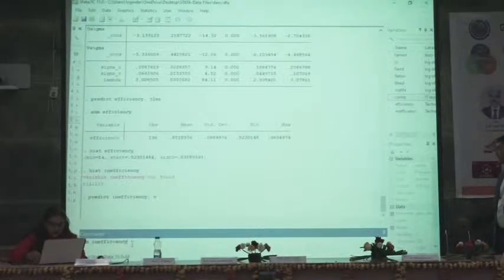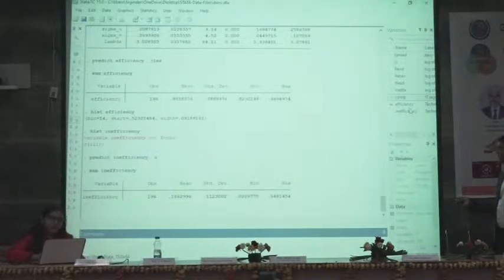I think we should stop this. And then you can do the histogram also. Simply enter. This is the summary of inefficiency. And again, you can do anything you want to.